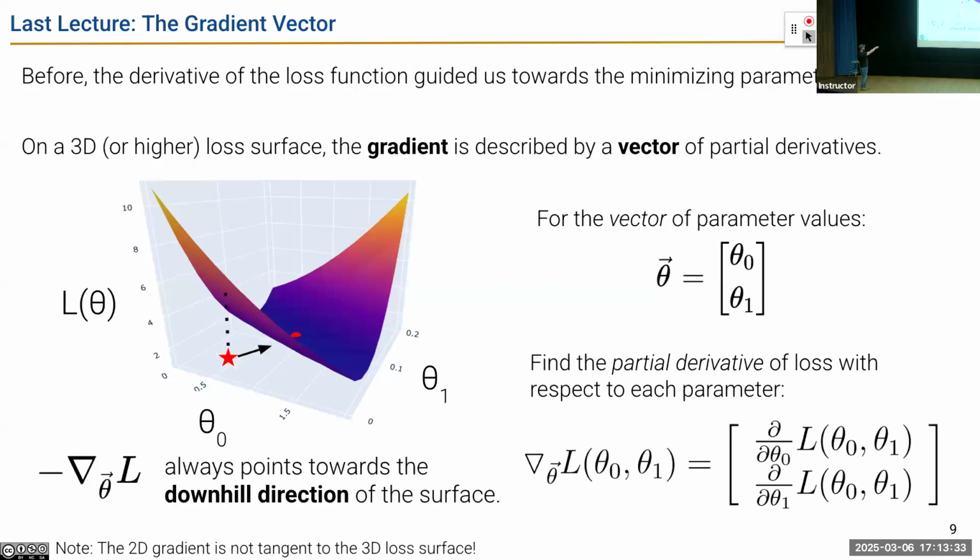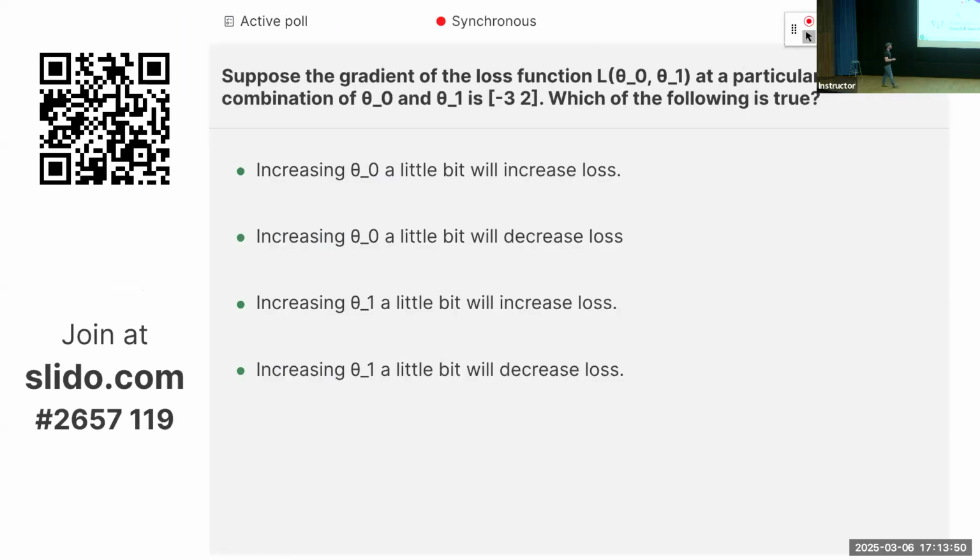The negative gradient points in the downhill direction. We follow that negative gradient, and we end up, hopefully, at a global minimum. Gradient descent gets us to a local minimum. If we have a convex loss function, it'll get us to a global minimum. Okay, so this was what we were talking about last time. Let's just do a quick review.